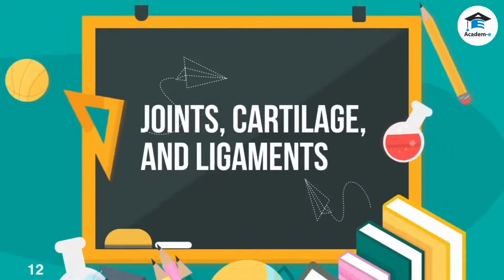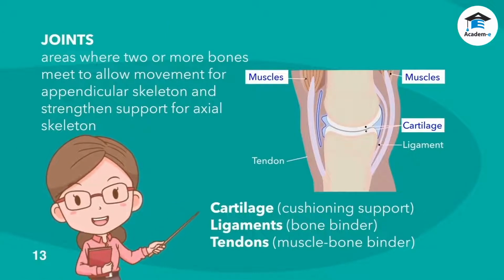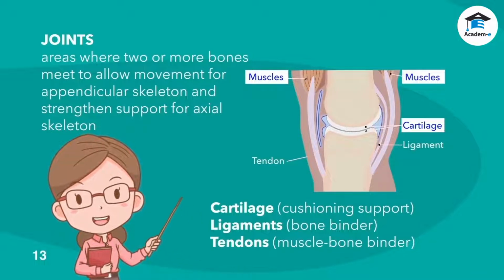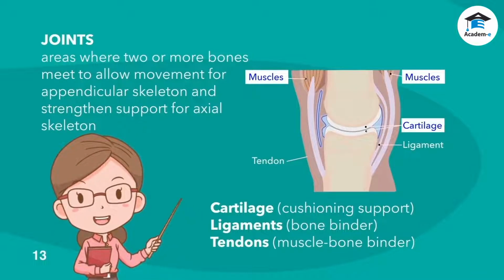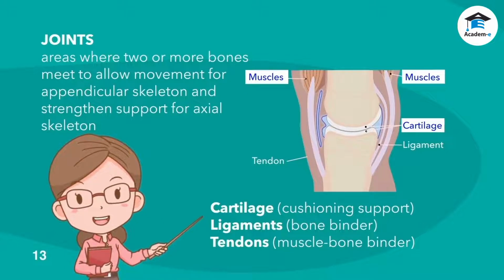Joints, cartilage, and ligaments. Joints are areas where two or more bones meet to allow movement for the appendicular skeleton and strengthen support for the axial skeleton. In the joints, you will find the soft cartilage of each bone that provides cushioning support, the ligaments that bind the two or more bones being connected, and tendons that connect muscles to the bones.